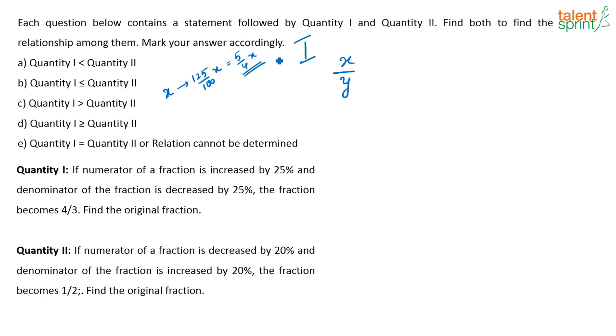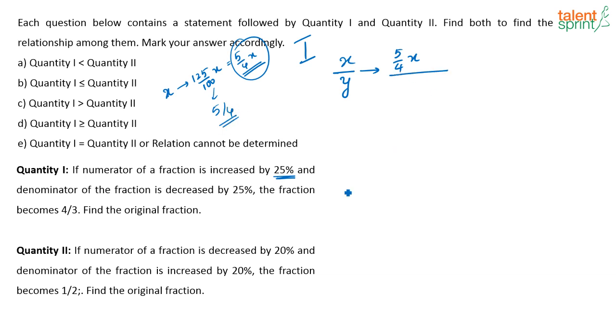It is easier to represent it in terms of fractions so that it is easier for me to solve. So I am going to represent it in terms of fractions like this. So now what has x become? X has become 5 by 4 x. The numerator of the fraction has increased by 25%, or the numerator has become 5 by 4 times x. 25% means 125 by 100. This in terms of fractions is nothing but 5 by 4.